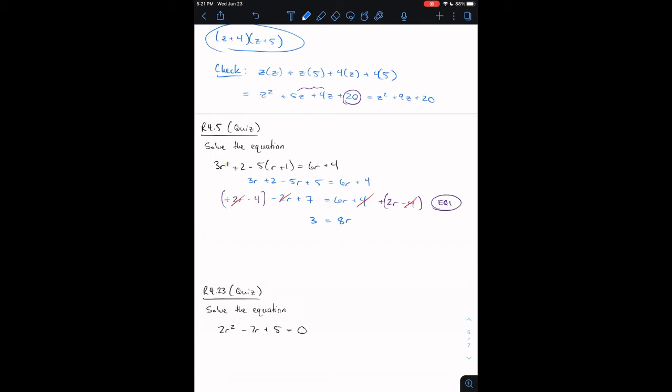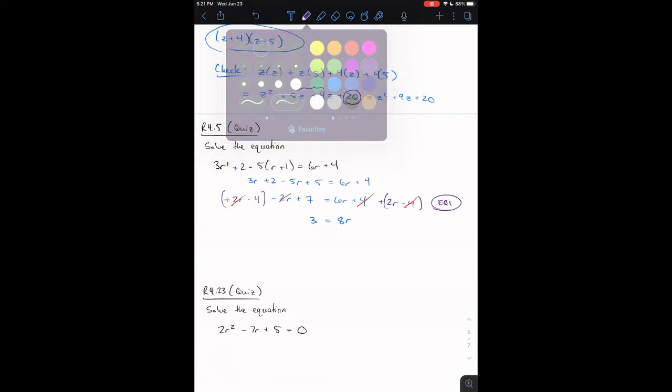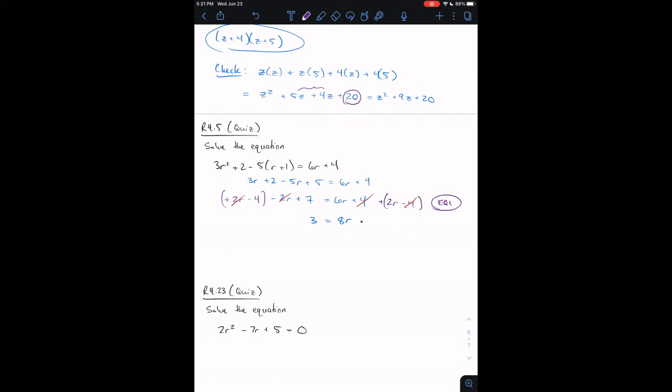And now I'm going to multiply by 1 over 8. This is the same as dividing by 8, but I'm going to call it multiplication just so I can write EQ2. Now this is the other property of equality, the multiplication property. So on the left side I have 3/8, and on the right side I have r. So I have r equals 3/8. Now let's just make sure I didn't make any mistakes along the way and that the answer is actually correct.